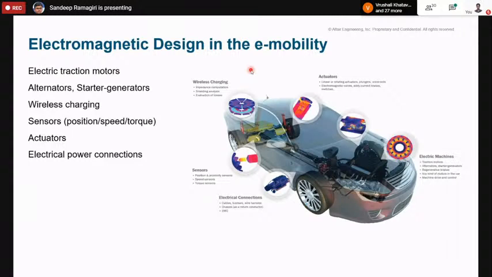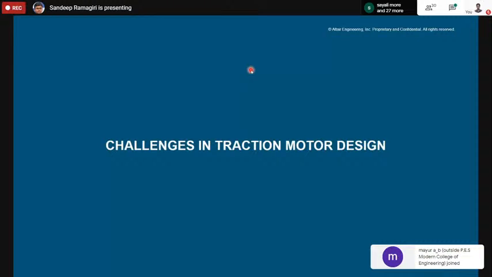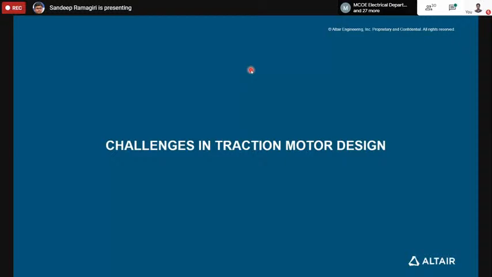So that was an introduction about Altair and the Altair simulation technology, and also the low frequency electromagnetic technology, which is catering to the electrical engineering. So coming to today's topic. Today's topic is basically designing and analysis of motor using the simulation technology called FluxMotor and Flux. We will see. So before going there, first thing is we need to understand what are all the challenges that we have when we design a motor for EV application.